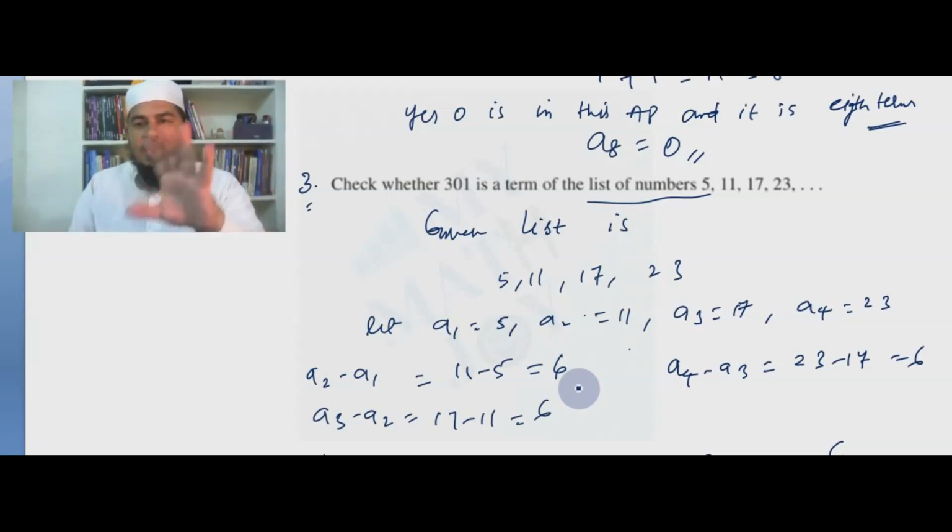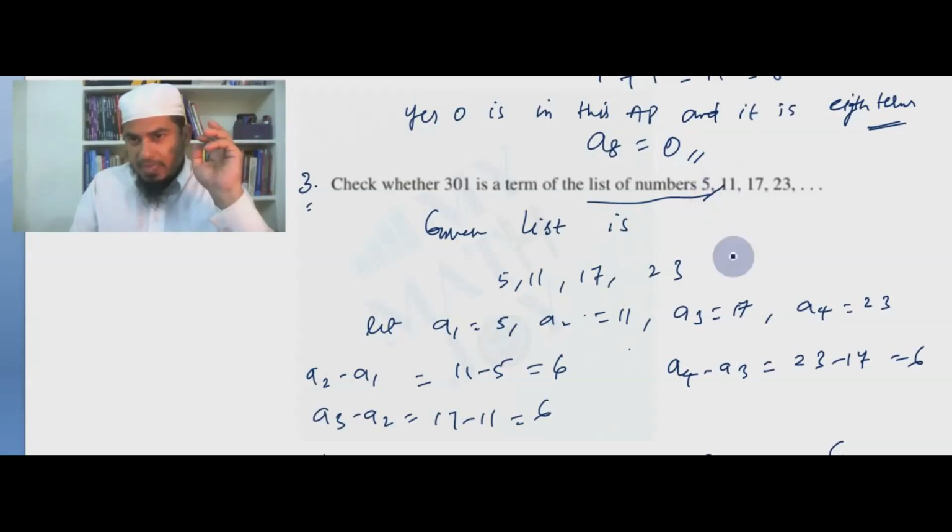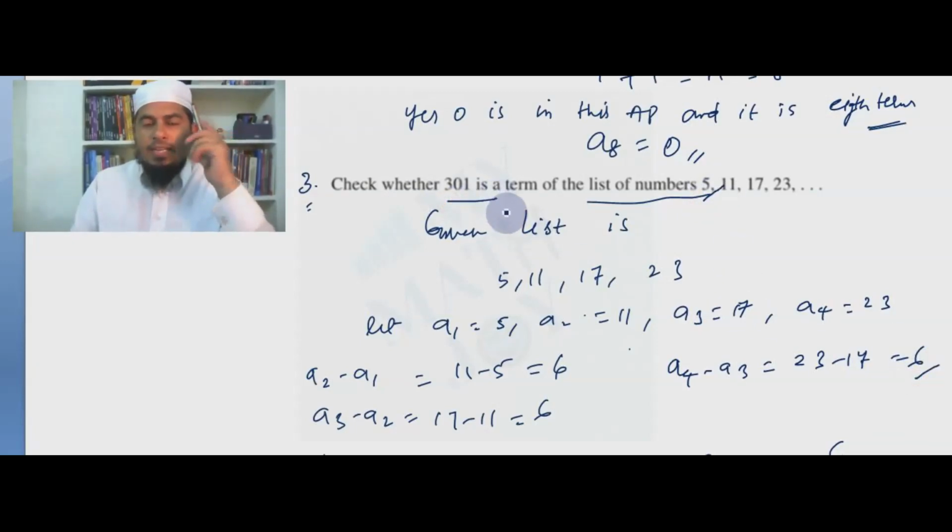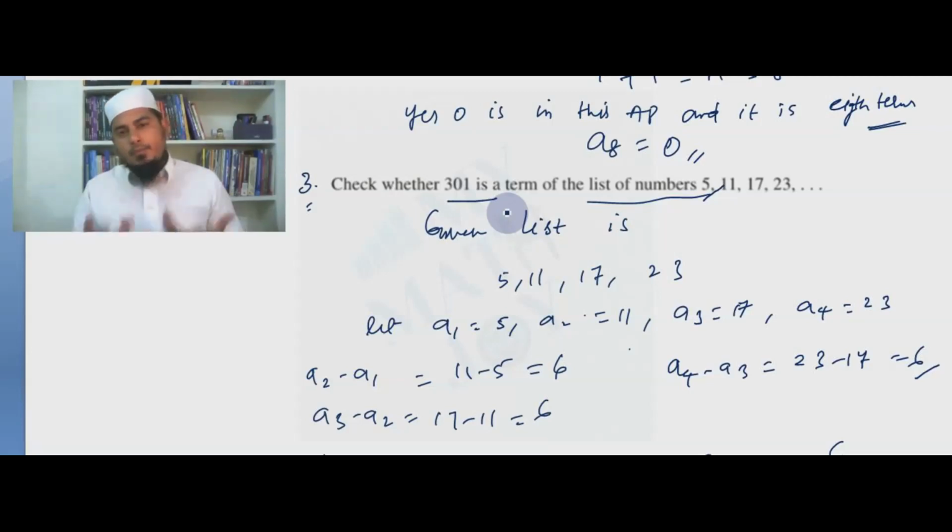It means that it is an AP. So from here we can conclude A is 5, D is 6, and AN is to be taken as 301, and we will find the N value. If N is a positive integer, then 301 is a term in this AP. And if you get an N value that is negative or a fraction, then we conclude that it is not in this AP.